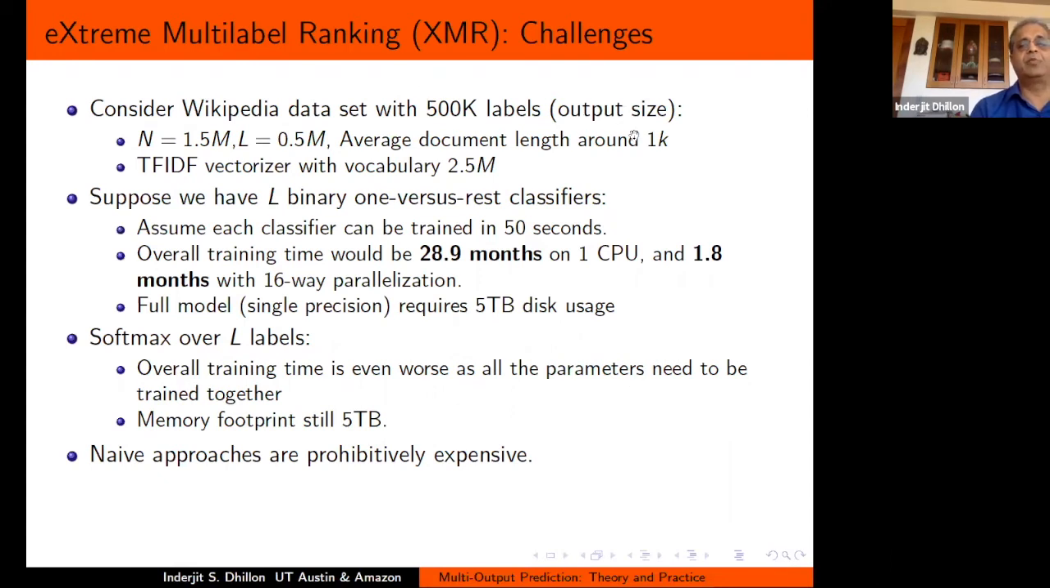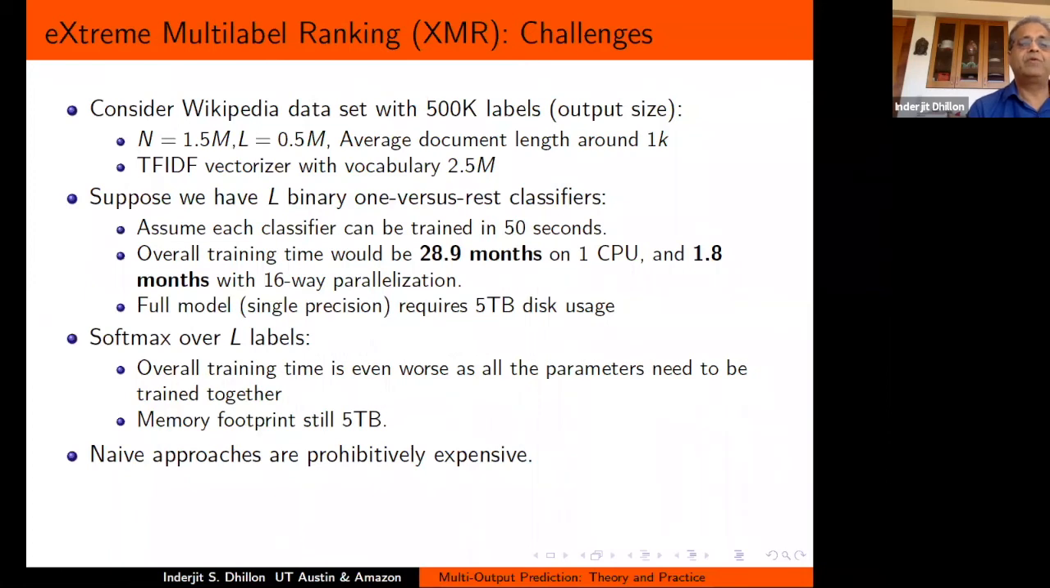Okay? So that's the output size. And let's think about there being 1.5 million Wikipedia articles. And I said that L is the number of labels or the output space size, and that's 500,000. The average document length is around 1,000 tokens. And so if we have a TF-IDF vectorizer, the vocabulary size is about 2.5 million. Of course, each Wikipedia article is represented as a sparse TF-IDF vector.